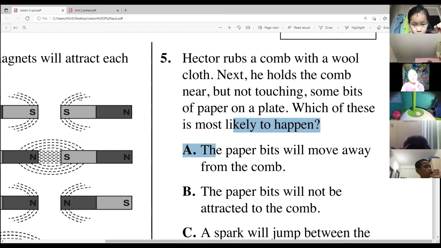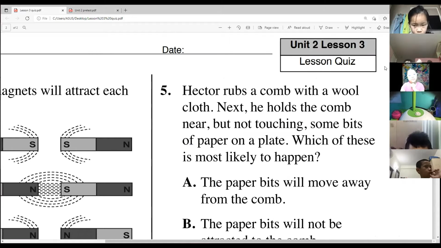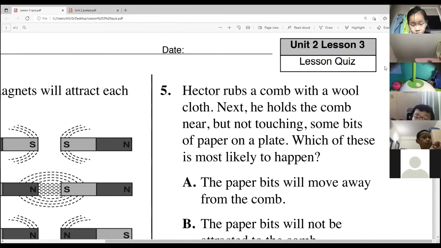Okay, number 5. Uh-oh. Let's see what's going to happen. Sarah, could you read it for the class?